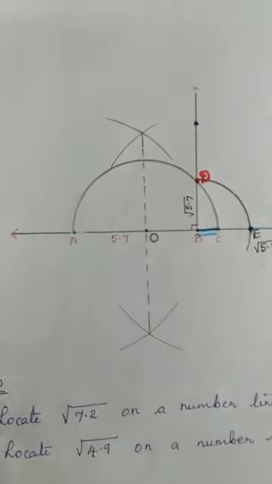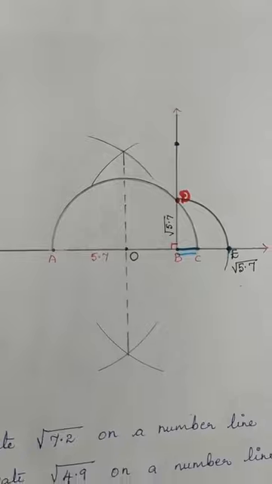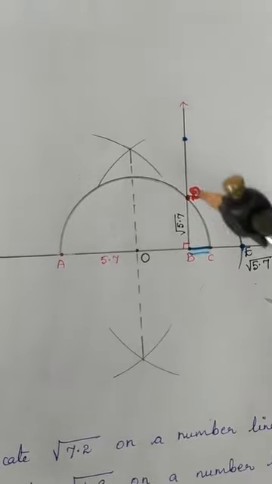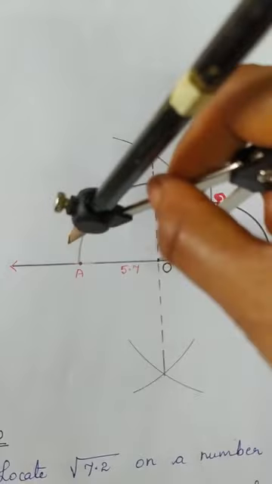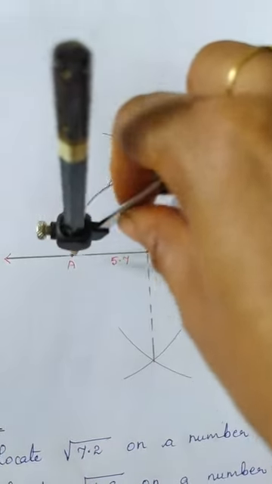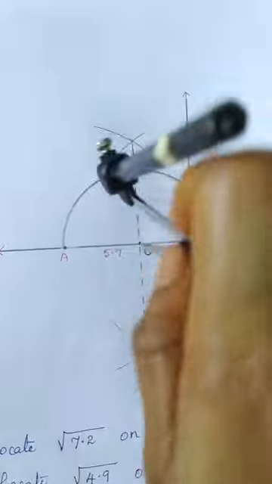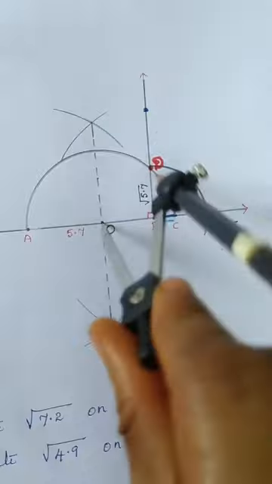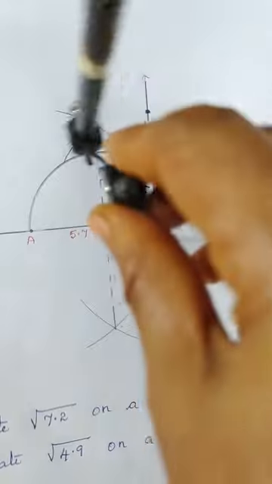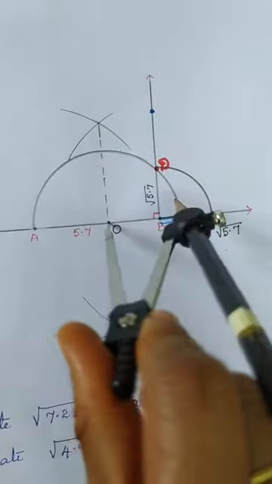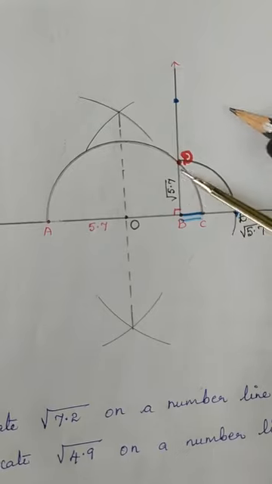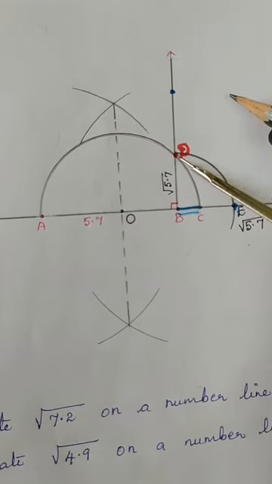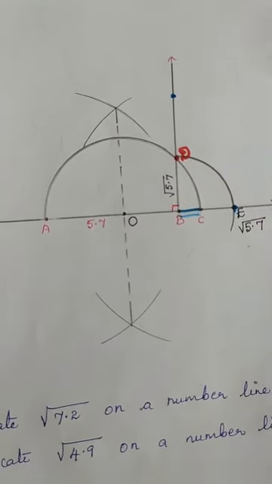Okay, next step, I am adjusting the compass with center O and A. See, like this I am adjusting the compass, and I am going to draw a semicircle such that this AC semicircle intersects this right angle at the point D. This point I am calling D, children.